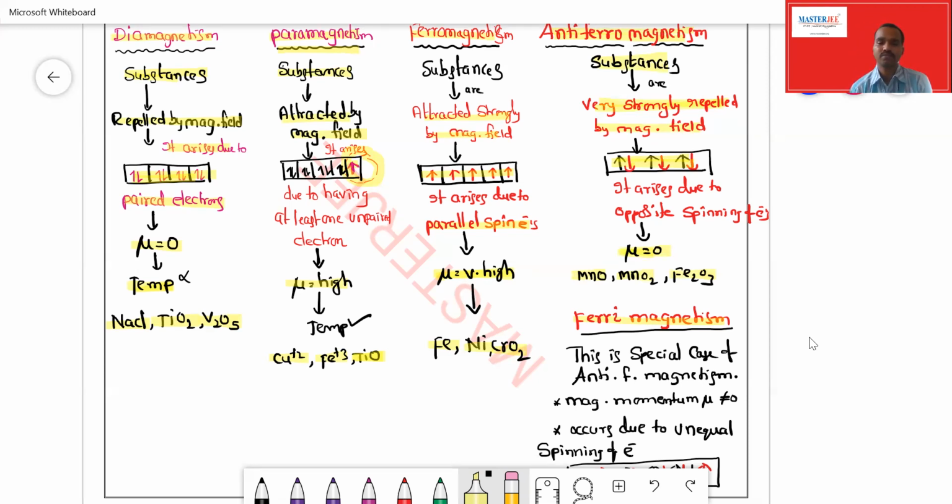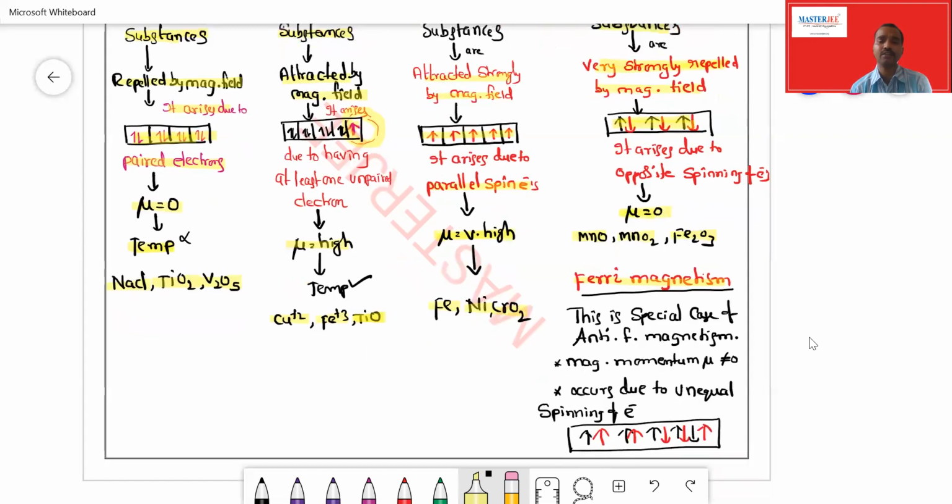Next is ferrimagnetism. What is ferrimagnetism? This is a special case of anti-ferromagnetism. Here the magnetic moment will not be equal to 0; a certain magnetic moment is definitely exhibited. It occurs due to unequal spinning of electrons. There is no equality, and no parallel spins either. Some rotate in a clockwise direction and some in an anti-clockwise direction, so there is inequality in the spinning of electrons. The magnetism exhibited because of that is called ferrimagnetism.